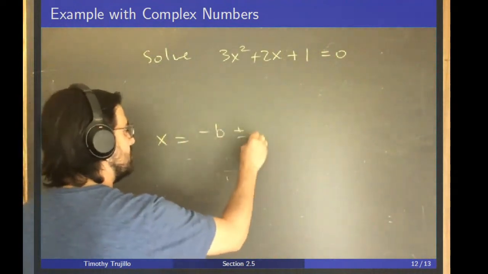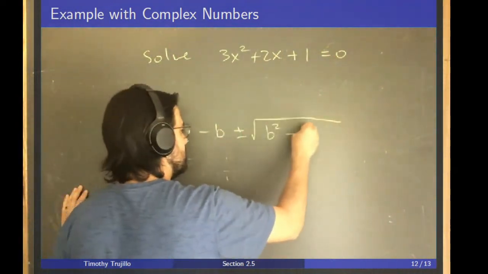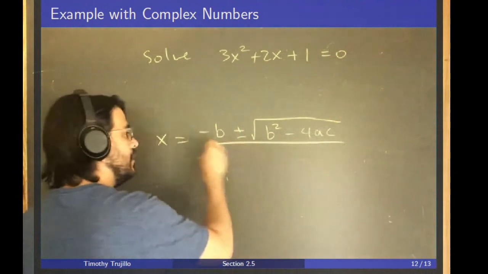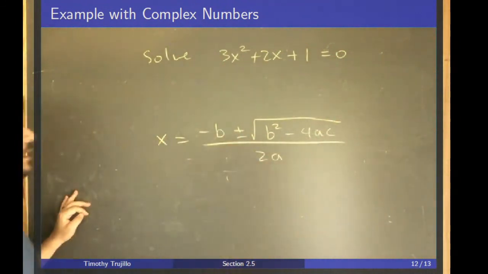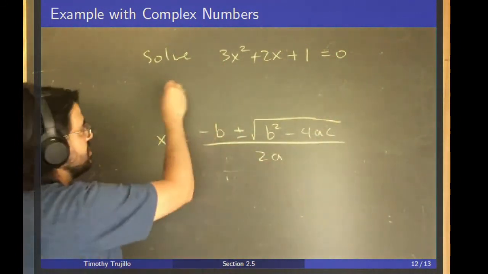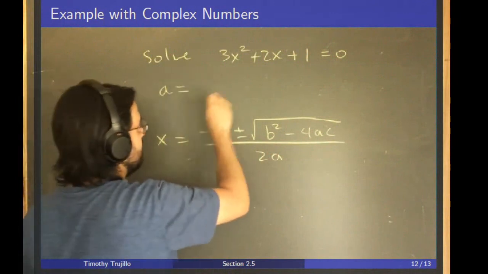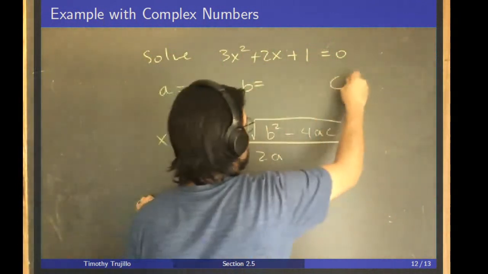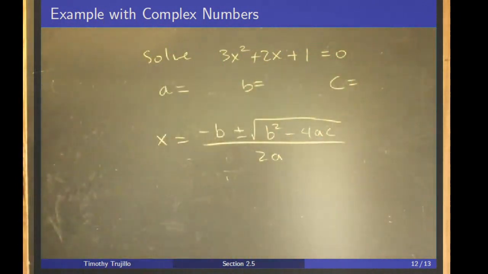Negative b plus or minus the square root of the discriminant, b squared minus 4ac, all of it divided by 2a. And all you have to do is go to this equation and figure out what a is, what b is, and what c is. So in the chat box, chime in with your answer for a, b, and c. What did you get for a? What did you get for b? What did you get for c?